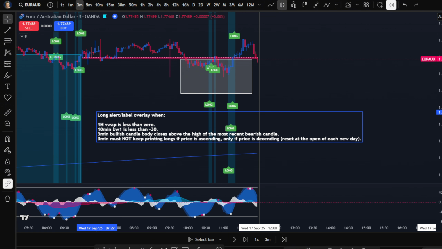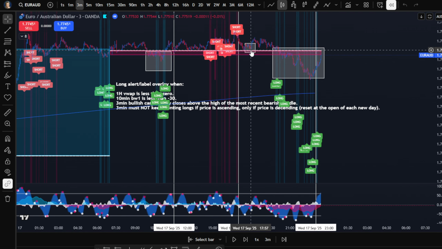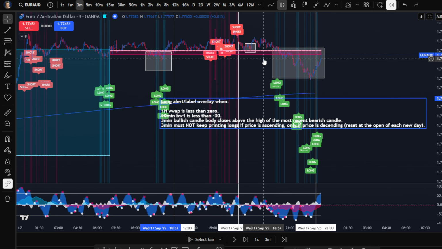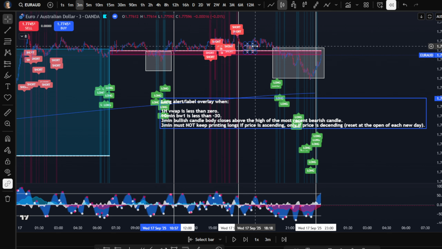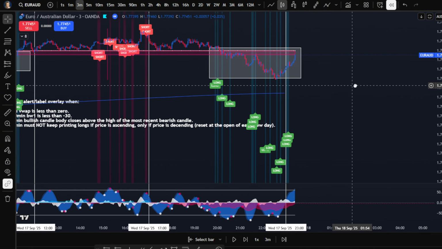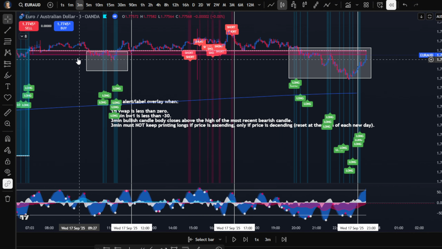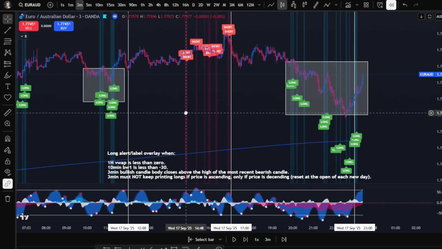I'm just going to exit bar replay quickly. So just going back a little bit more, you can see here where the 10-minute wave was not less than -30, nothing's printing. That's fabulous, right? So I'm just going to get rid of that box over there. So here is what I mean when I'm saying that. Let me just actually get rid of the swing trading overlay indicator.